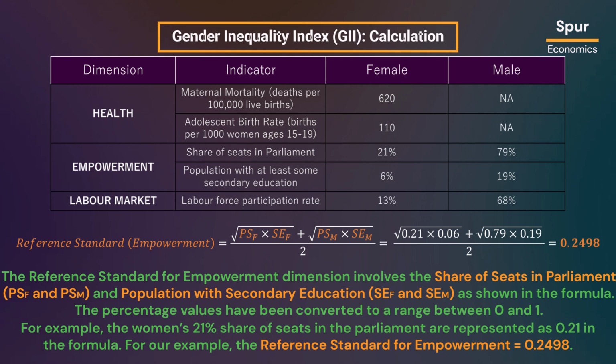The reference standard for empowerment dimension involves the share of seats in parliament and the population with secondary education as shown in the formula here. The percentage values have been converted to a range between 0 and 1.